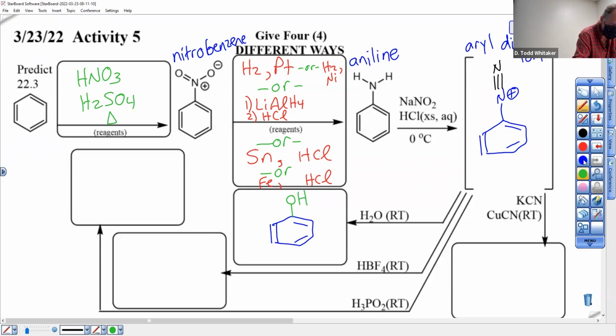RT is such a common short form. It's understood to be room temperature, and you may use it without explaining it. There are only a few short forms you can do that with. And you make a phenol. I don't believe we've learned how to make a phenol until now. I believe this is our first phenol.